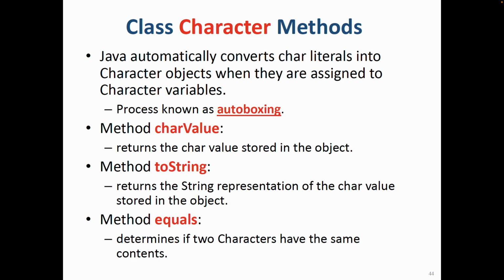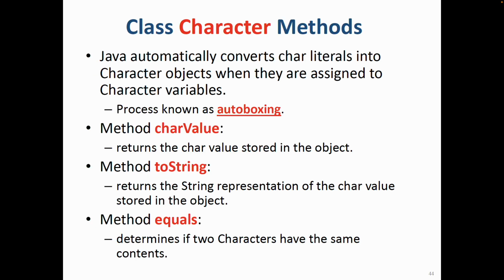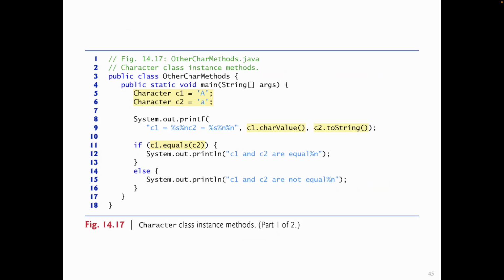What is happening is actually when we provide this kind of literal, it creates a Character object, and that value is assigned to that object. So I'm not saying new Character, I'm just putting a value in that, but actually in the background it is still creating a Character object. This is called autoboxing.